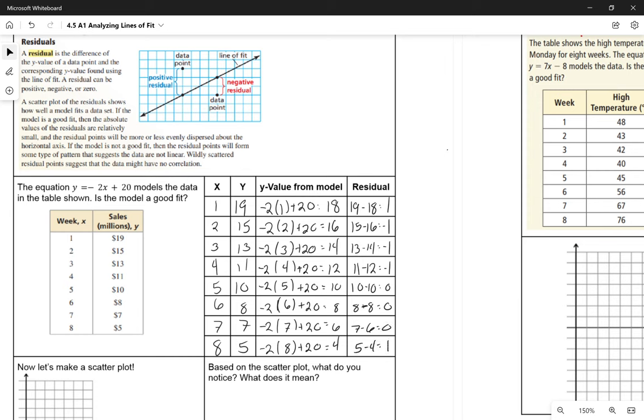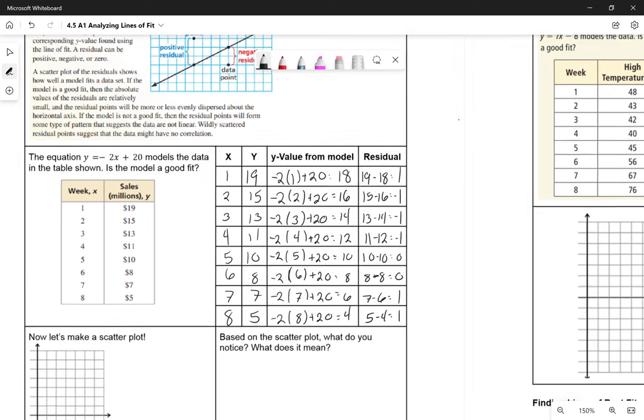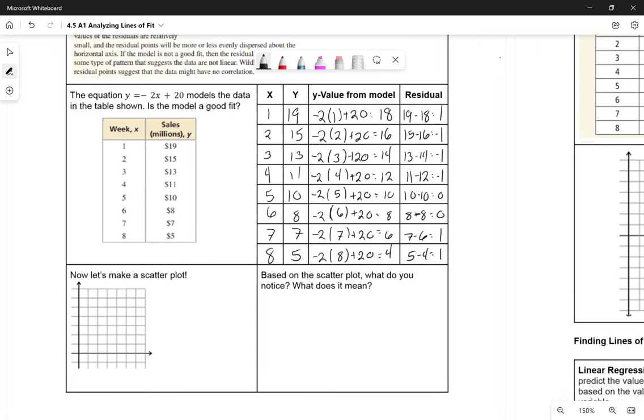I messed one up. 1 second here. 7 minus 6 is not 0, it is actually 1. My bad on that. So now what we're going to do is make a scatter plot from the residuals.